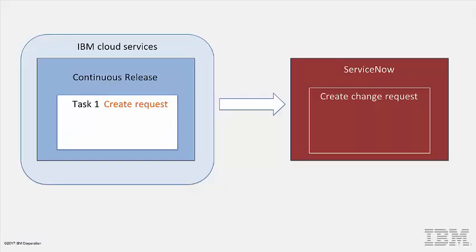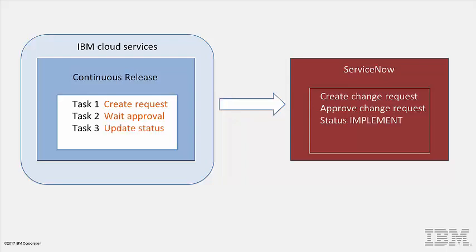The first task creates a change request in ServiceNow. The second task waits for an approval from ServiceNow. And finally, the third task updates the change request status to implement. Continuous release can respond to and update any property in a ServiceNow change request.